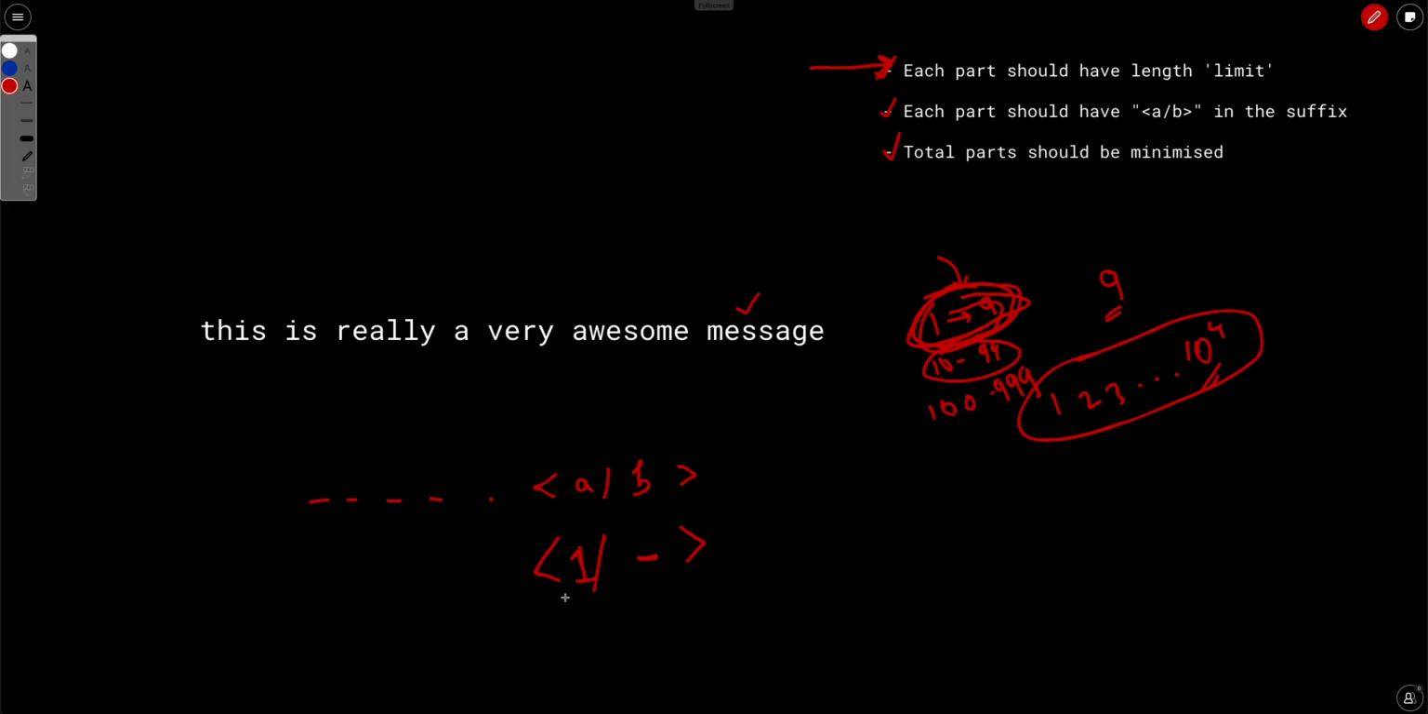Now, after this, what is left? One, two, three, four, five. Five characters are done, and you have to put nine characters here. So you can only afford four characters.